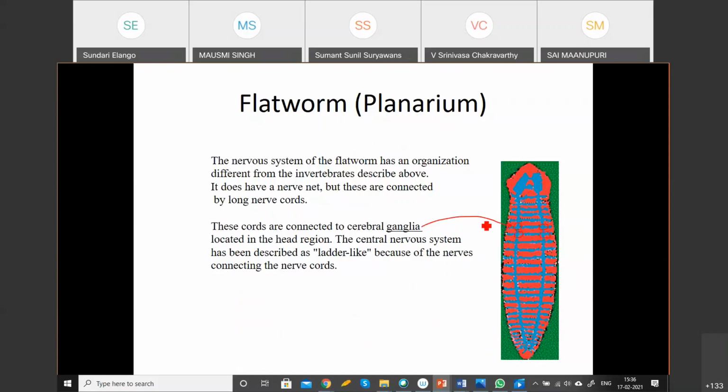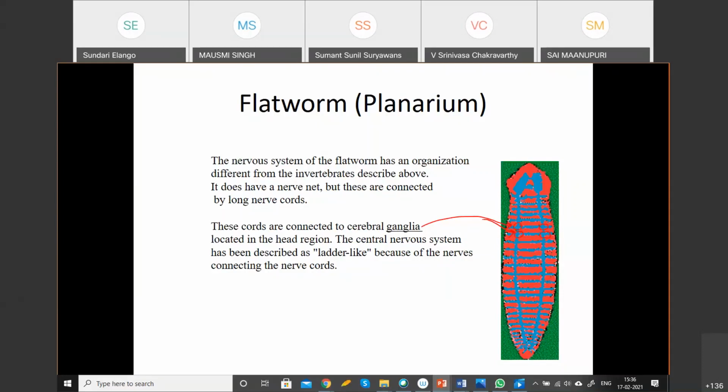Right? Also, these ganglia in the case of a planarium, and a lot of these insects, have a very similar kind of organization of the nervous system. Even a cockroach has a similar nervous system. And these ganglia are organized in a ladder-like form.